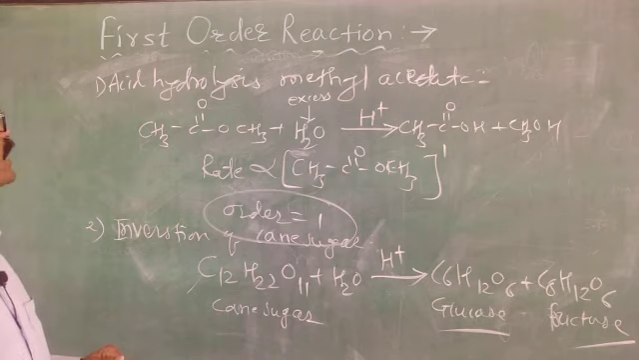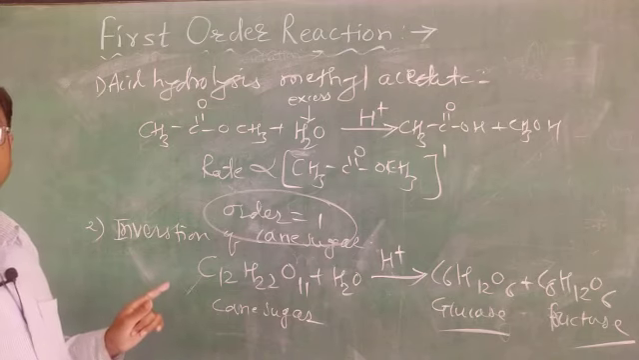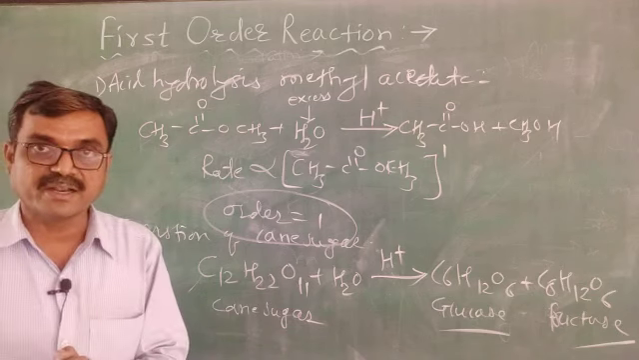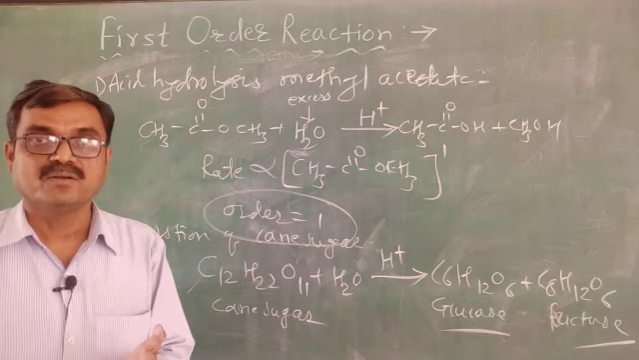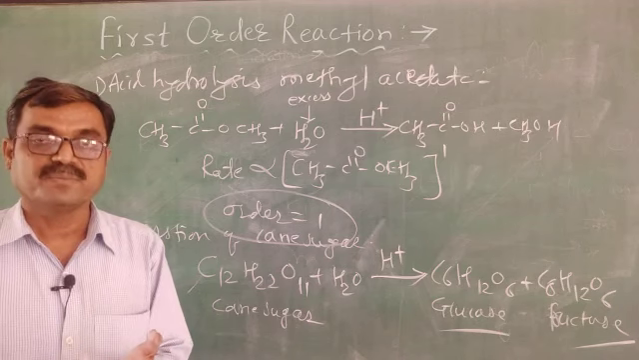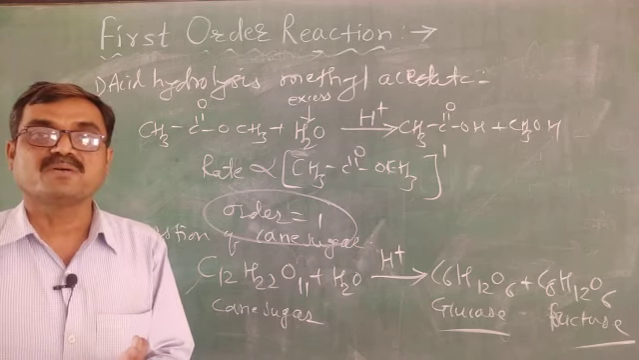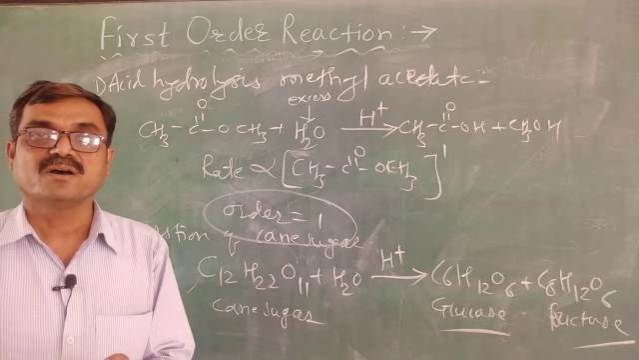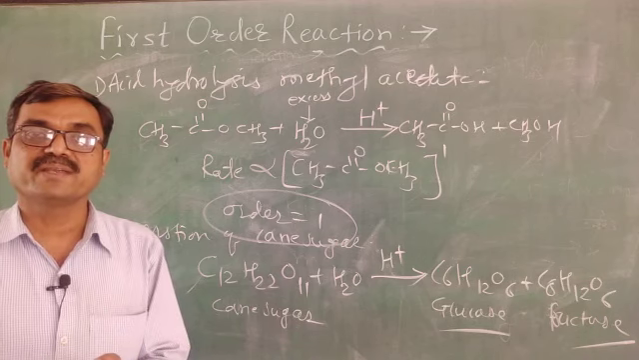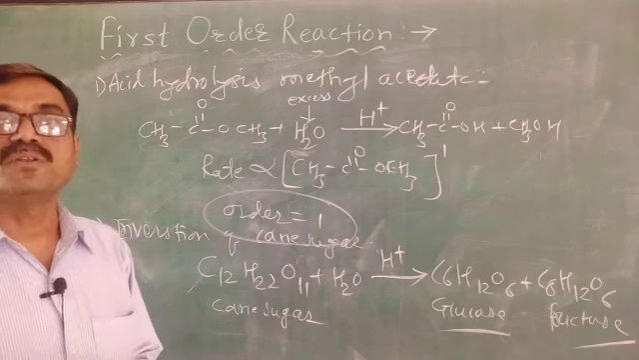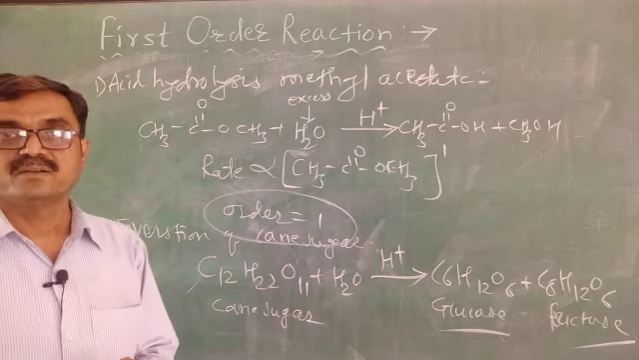Now here we come to zero order reaction. But first, what have we seen in first order? First of all, the definition: the sum of powers of concentration terms is 1, such a reaction is first order. Or a first order reaction is one in which the rate of reaction is directly proportional to the concentration of only one reactant.